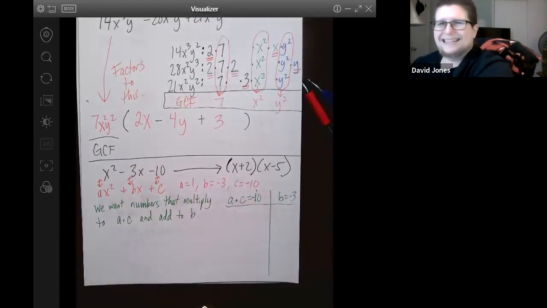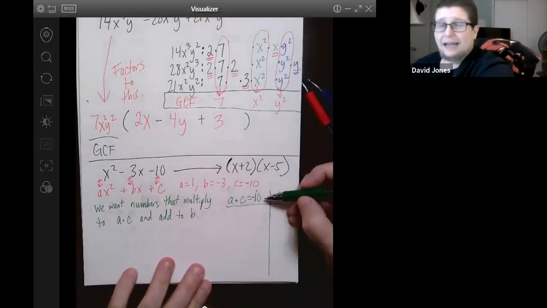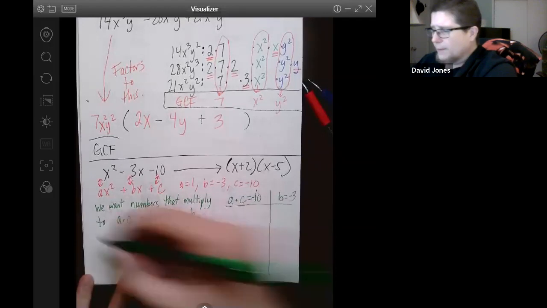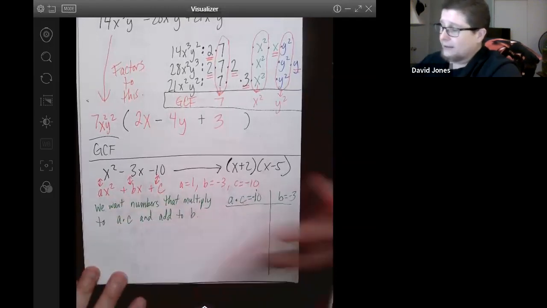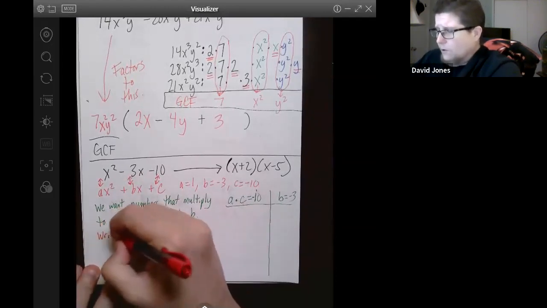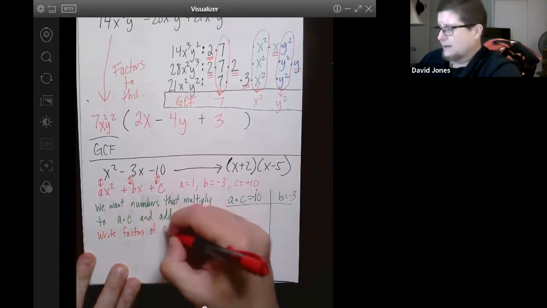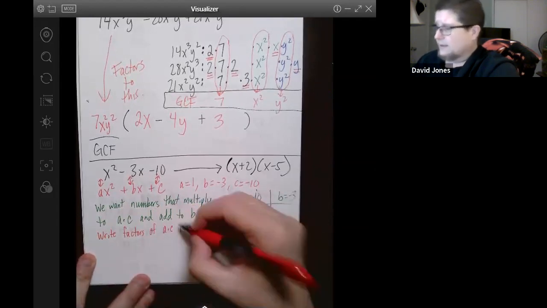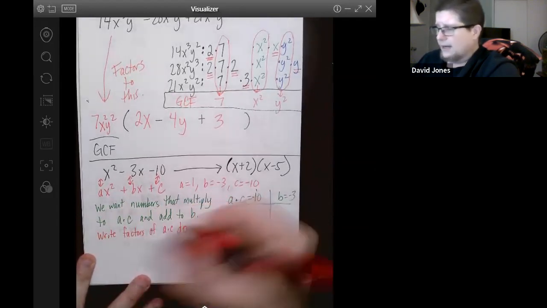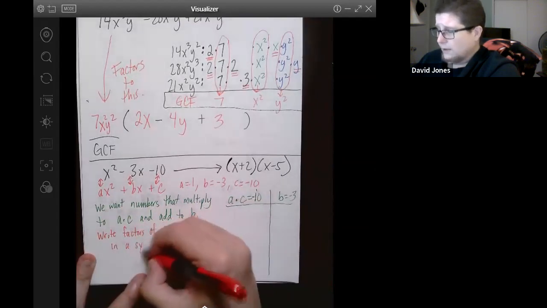This correlates to the diamond method approach. However, the diamond method approach is very much guess and check the whole way. And if you don't guess the right numbers, you may think it doesn't factor. What I'm going to do is go through the factors of -10, and I'm going to write this down systematically. Write factors of a times c down in a systematic order.